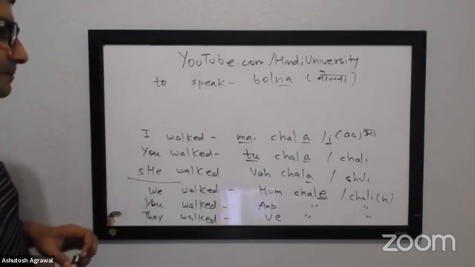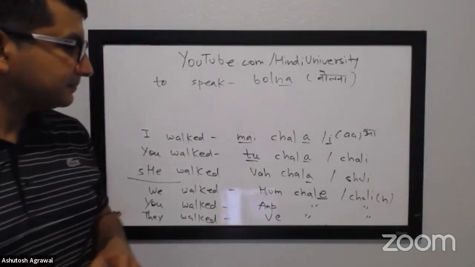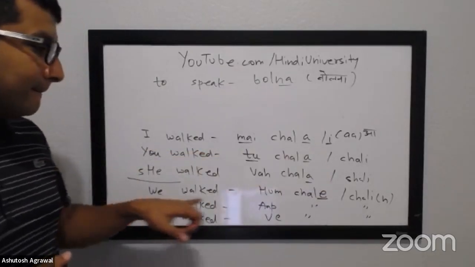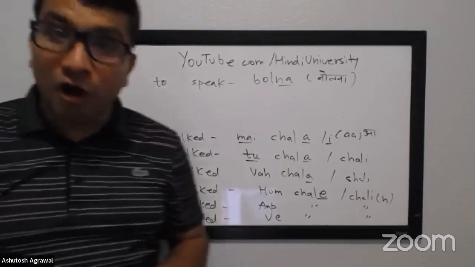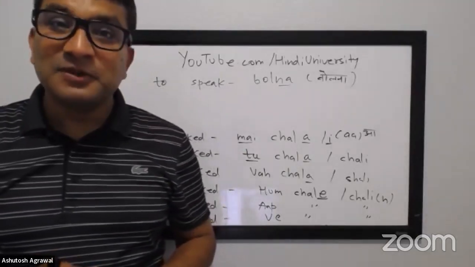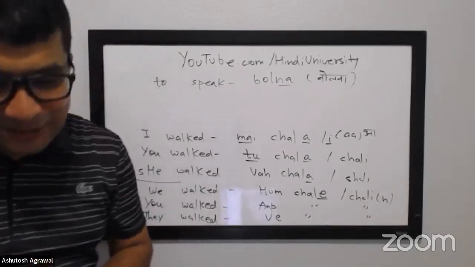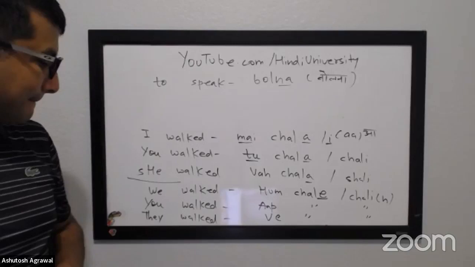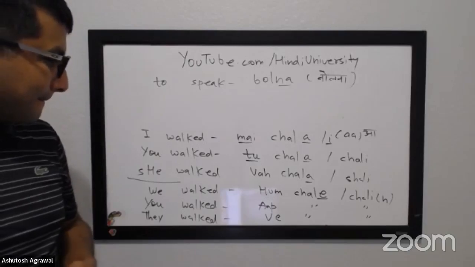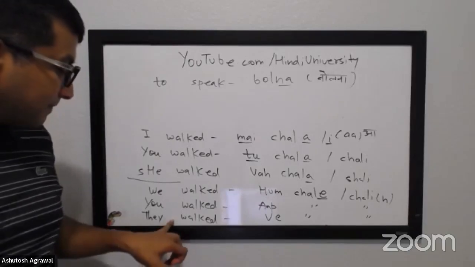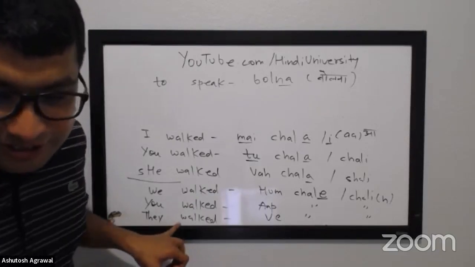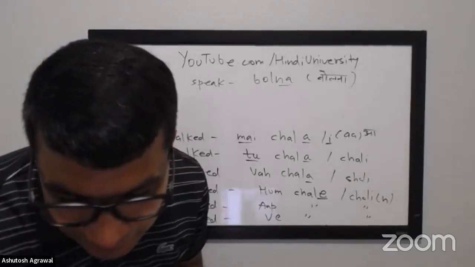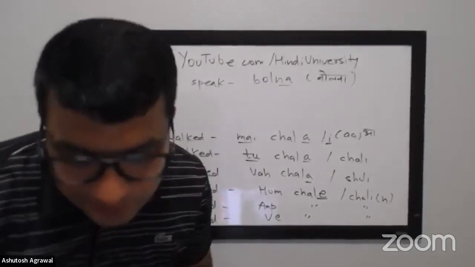I spoke. Main boli, मैं बोली. Okay. We spoke, hum bole, हम बोले. We spoke a lot, hum bahut bole, हम बहुत बोले. Okay. Risha ji, they spoke. Still me? Yes. No. Oh, I thought you said Richa. That's what I thought. Risha, yes. So I think she should be there. But Sharmila ji, do you want to try?